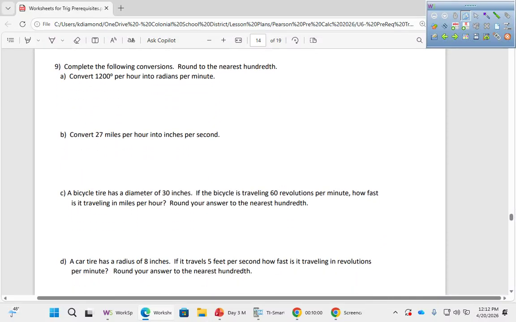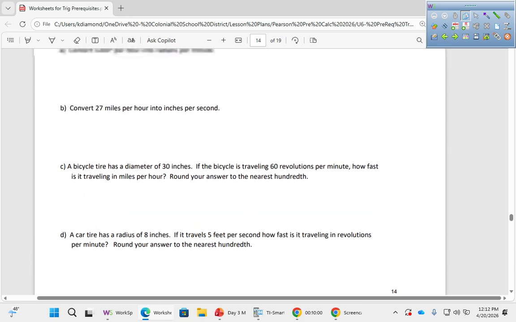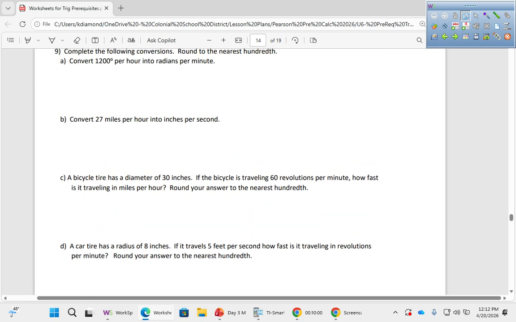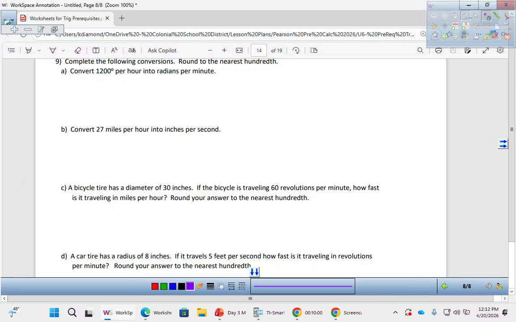All right, now we're doing our long conversions. This is the last 4. All right, so 1200 degrees per hour to radians per minute. So 1200 degrees per hour. We want to change hours to minutes. So I'm going to put the hours in the opposite place so it cancels out, and the minutes in the bottom. And what I know about hours and minutes is 1 hour is 60 minutes.